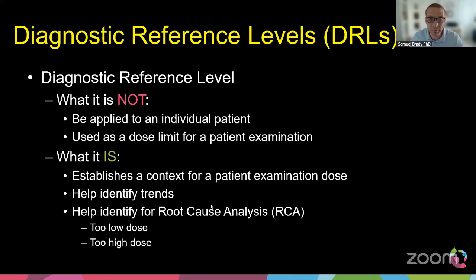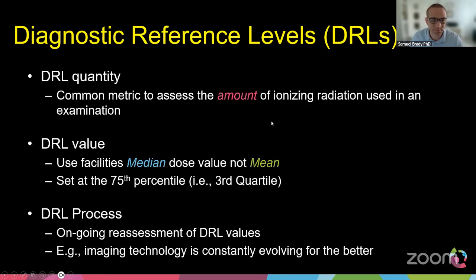It's not meant to be a penalty. And so that's why we never apply it to an individual patient. If an individual patient gets a dose higher than the DRL, that's not necessarily a bad thing, as long as the patient needed that radiation dose for the diagnostic task. But we'll talk a little bit more about that as we go.